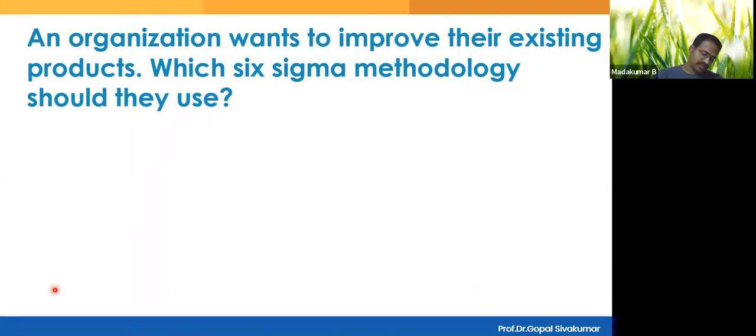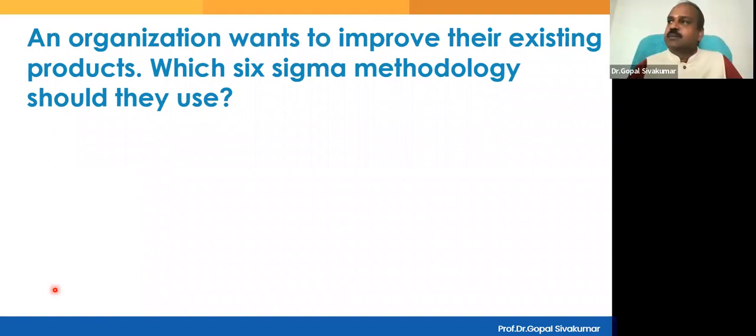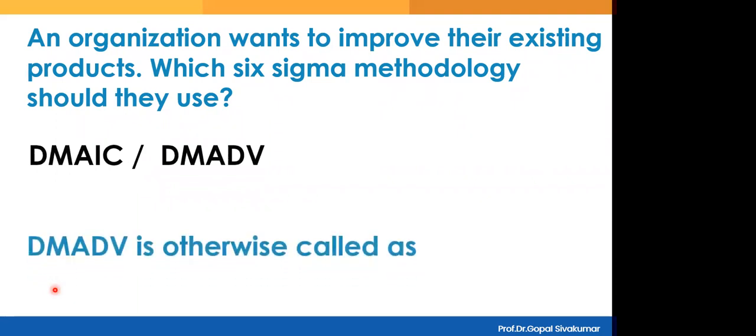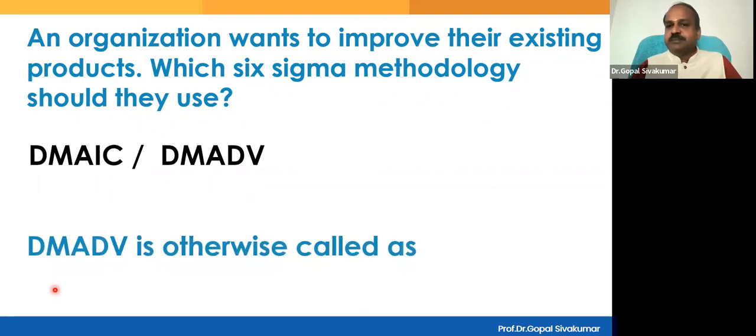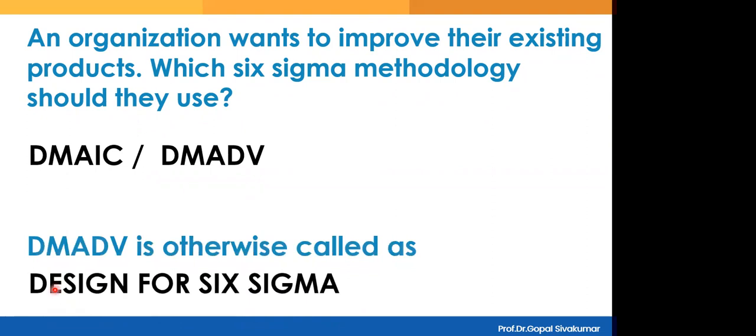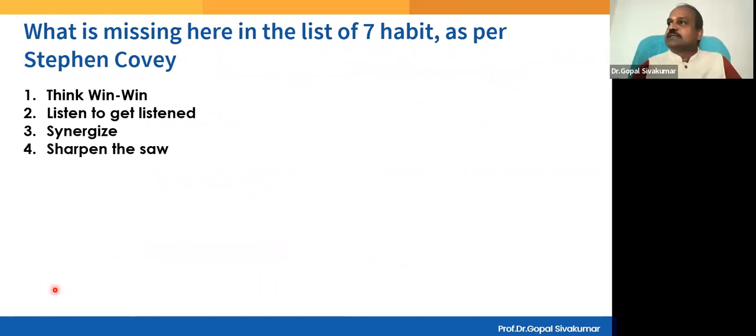An organization wants to improve their existing products. Which methodology should they use? DMAIC. What is the other name for DMADV? Design and verify, last two words. DFSS. Very good. DMADV is otherwise called Design for Six Sigma.